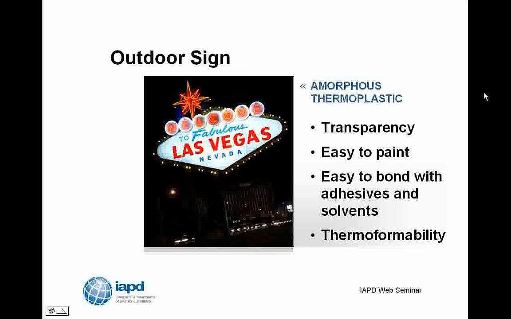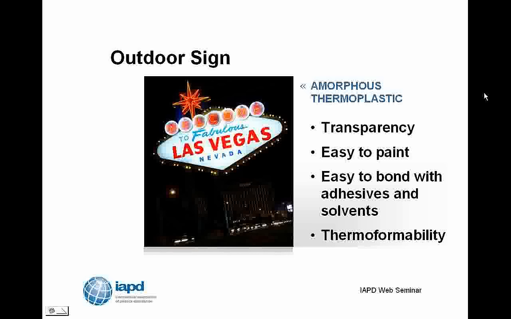Finally, I'm looking at an outdoor sign showing "Welcome to Fabulous Las Vegas." And sign makers love amorphous thermoplastics for a number of reasons. One, they need the transparency, especially if you're going to have a backlit sign, you need it to be able to transmit light. Number two, it's easy to paint an amorphous plastic and have the paint stick to it, or to screen print. And number three, it's easy to bond with adhesives or solvents if I have to glue letters to the front of the sign.